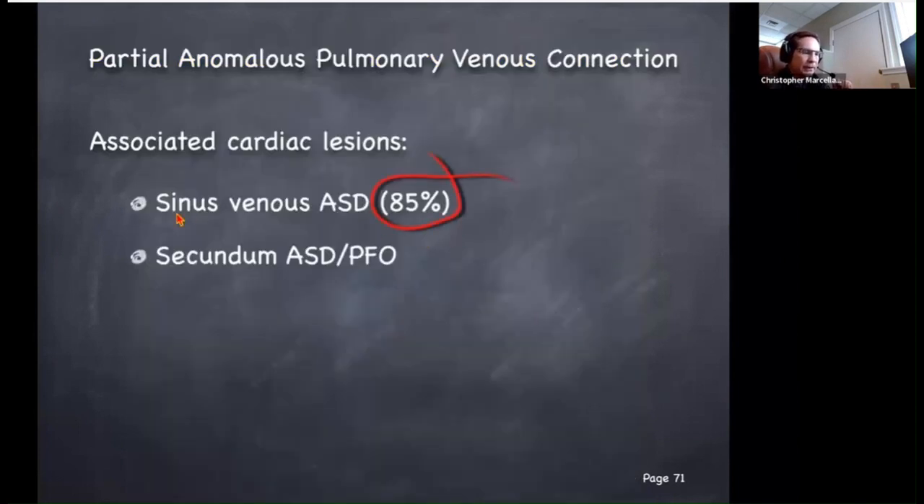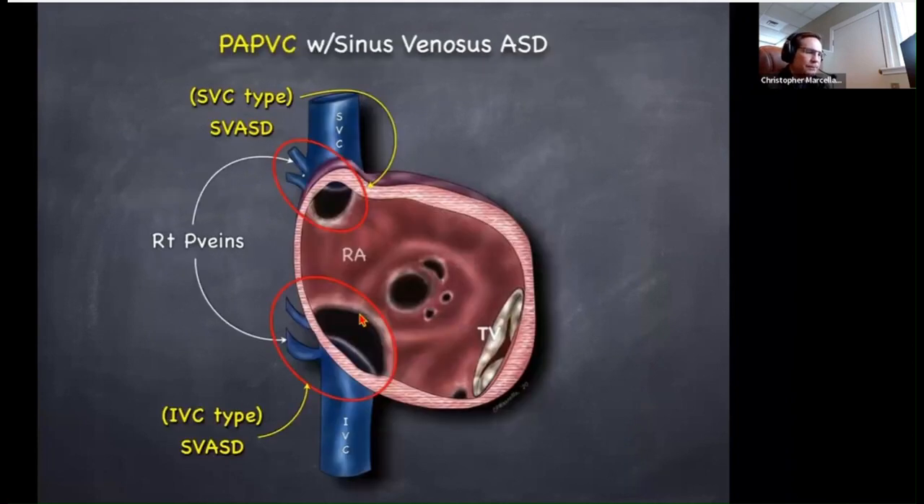Highly associated with sinus venosus ASD and vice versa, about 85%. So if you have a kid with partial anomalous pulmonary venous return to the SVC, or if you have a sinus venosus ASD, you think they're almost always associated with each other. You can also have additional ASDs as well.